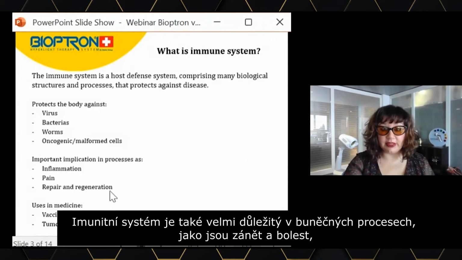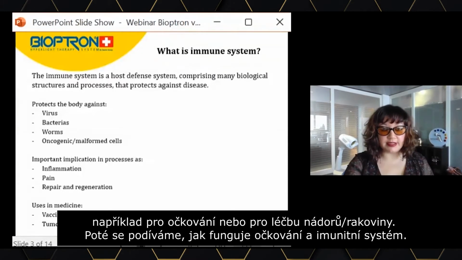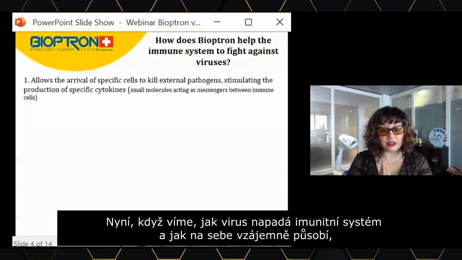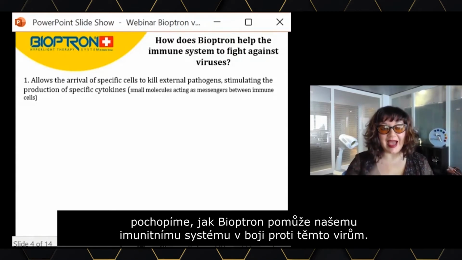But it's also very important in cellular processes such as inflammation and pain. And of course, the immune system has already been used in medicine, for example, for vaccinations or for tumor cancer treatments. Afterwards, we will see how vaccination and the immune system work. So now that we know what a virus is, what an immune system is, and how they are important to each other, we will understand how Bioptron will help our immune system to fight against these viruses.